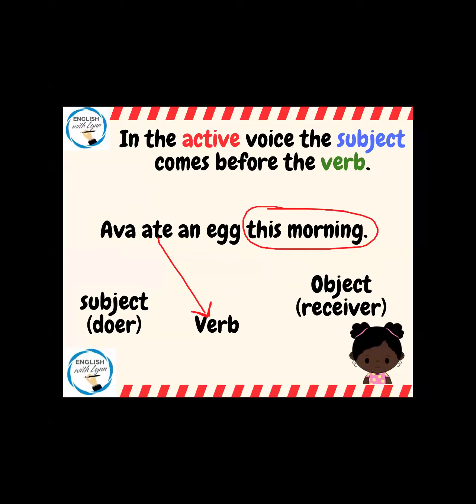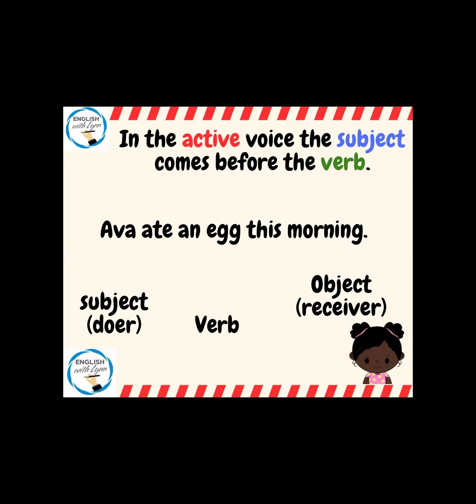So in the sentence on the screen, we have Ava. And Ava is our subject because she is the person that is doing the eating. Okay, she is the doer of the eating. Then we have an egg, and this is the bit that Ava has eaten. It is the object of the action. So this is the receiver. It is what has been eaten. Okay, so that is the structure of the active voice. And whenever we use this, the subject will come before the verb.